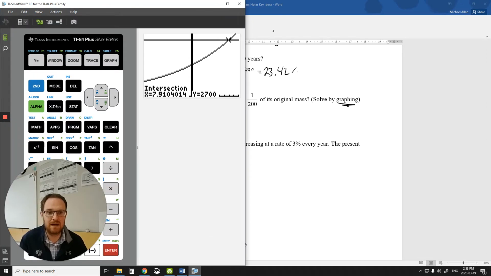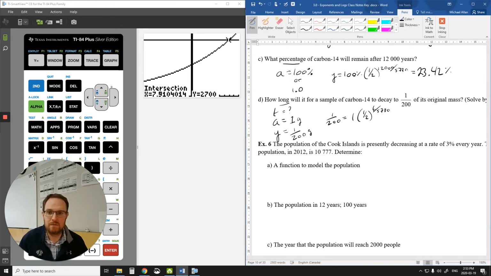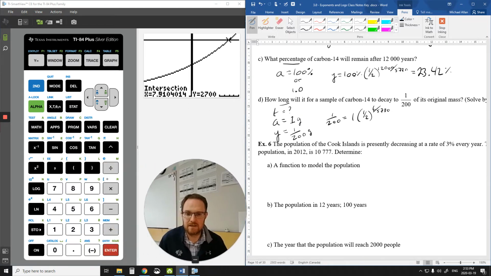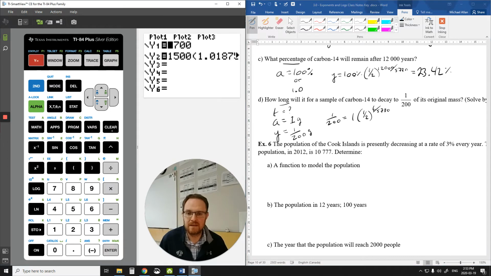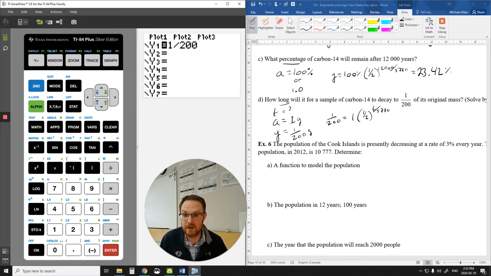So let's go to our graphing calculator here and see what we can do. Okay, so we're going to clear this out, and we're just going to put in the same idea. We're going to go 1 over 200 on one side, and then on the other side, we're going to type in exactly what it is. If there was a different A value other than 1, I'd write it, but I don't see any point in writing it. Oh, sorry. Let's delete that back.